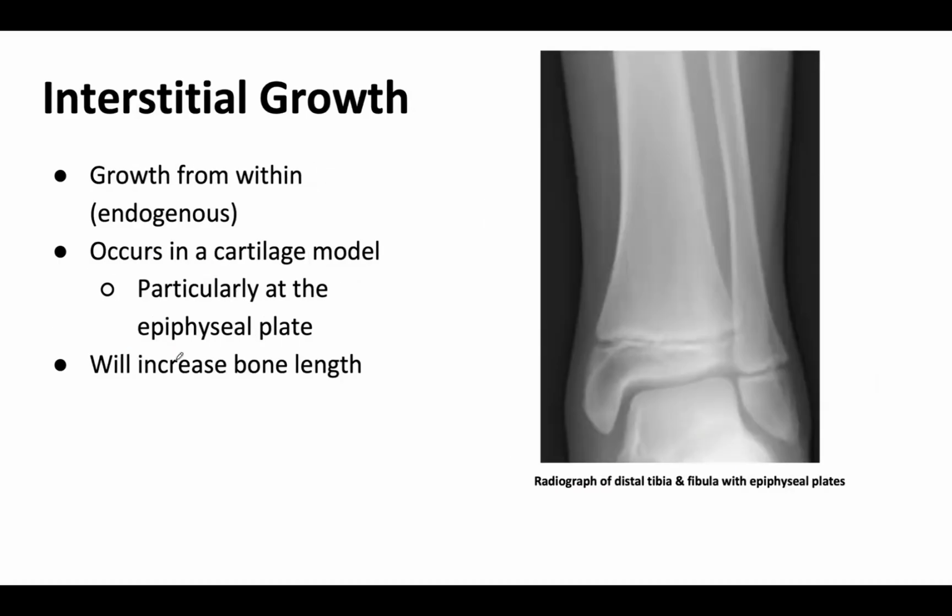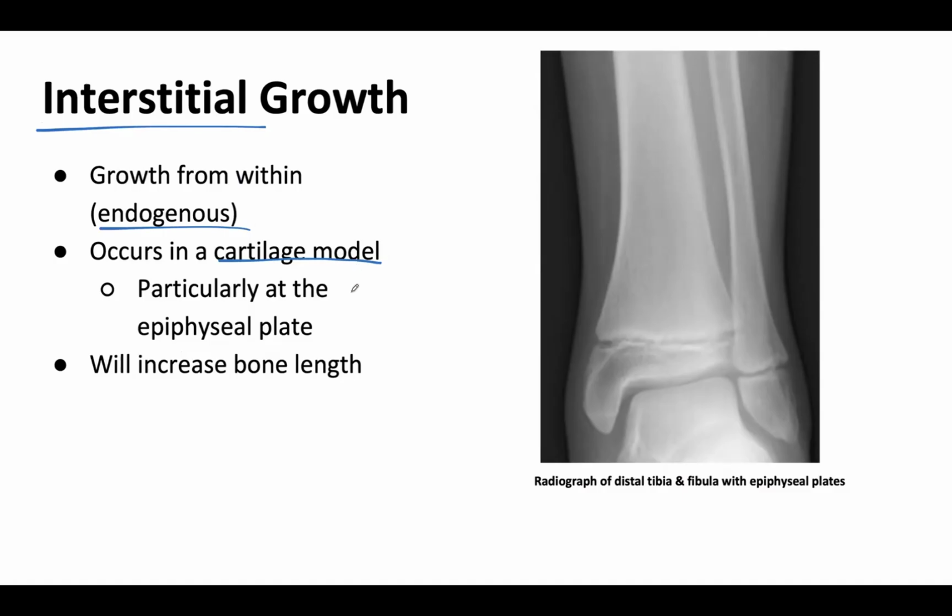I want to move to two terms that describe how and where bone growth can occur. And we're going to start with interstitial growth, which simply means growth from within or endogenous growth. And this type of growth occurs specifically in that cartilage model. So where those epiphyseal plates occur in the metaphyseal region, it is here that we have increases in bone length. But bone elongation is really the result of cartilage growth first.